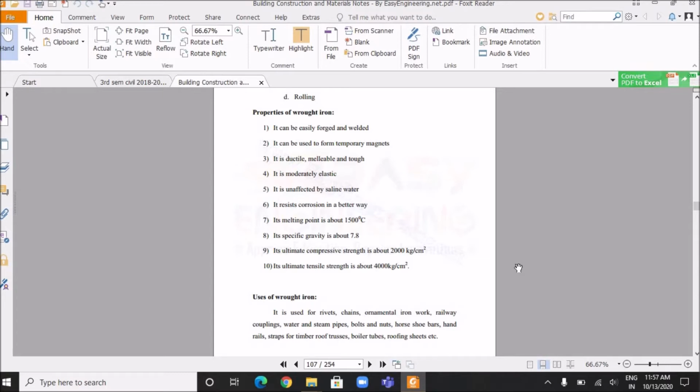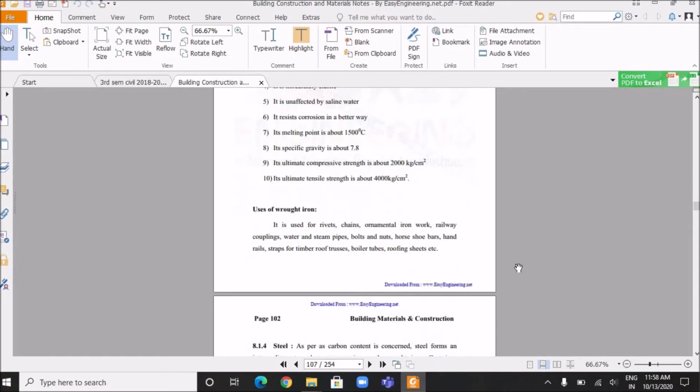Its melting point is about 1500 degrees Celsius. Its specific gravity is about 7.8. Its ultimate compressive strength is about 2000 kg per centimeter square. Its ultimate tensile strength is about 4000 kg per centimeter square.